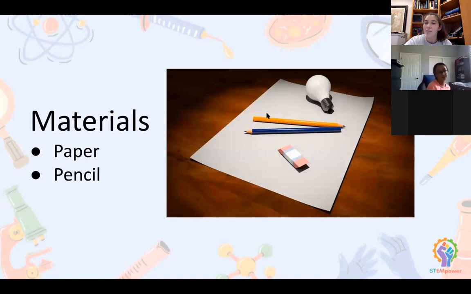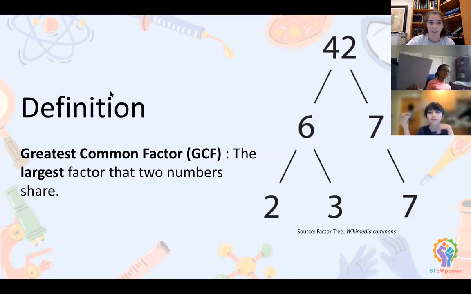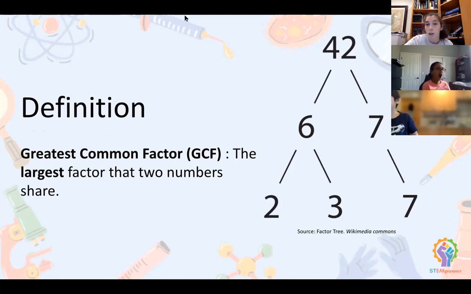So what you need for this is, of course, a paper and a pencil, which you both have in front of you, I'm guessing. All right, so the greatest common factor of something is the largest factor that 2 numbers share. So for instance, for 42, the 2 largest numbers are 6 and 7. 7 is then not divisible by anything, only 1 and itself because it is prime, and 6 is divisible by 2 and 3.